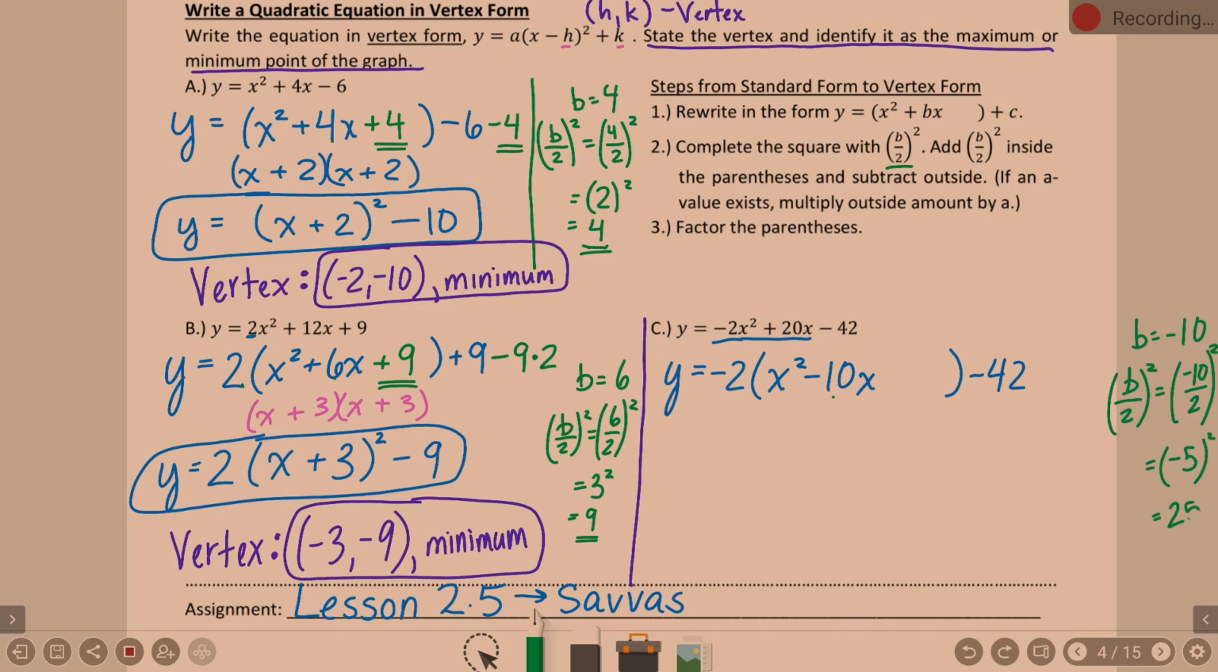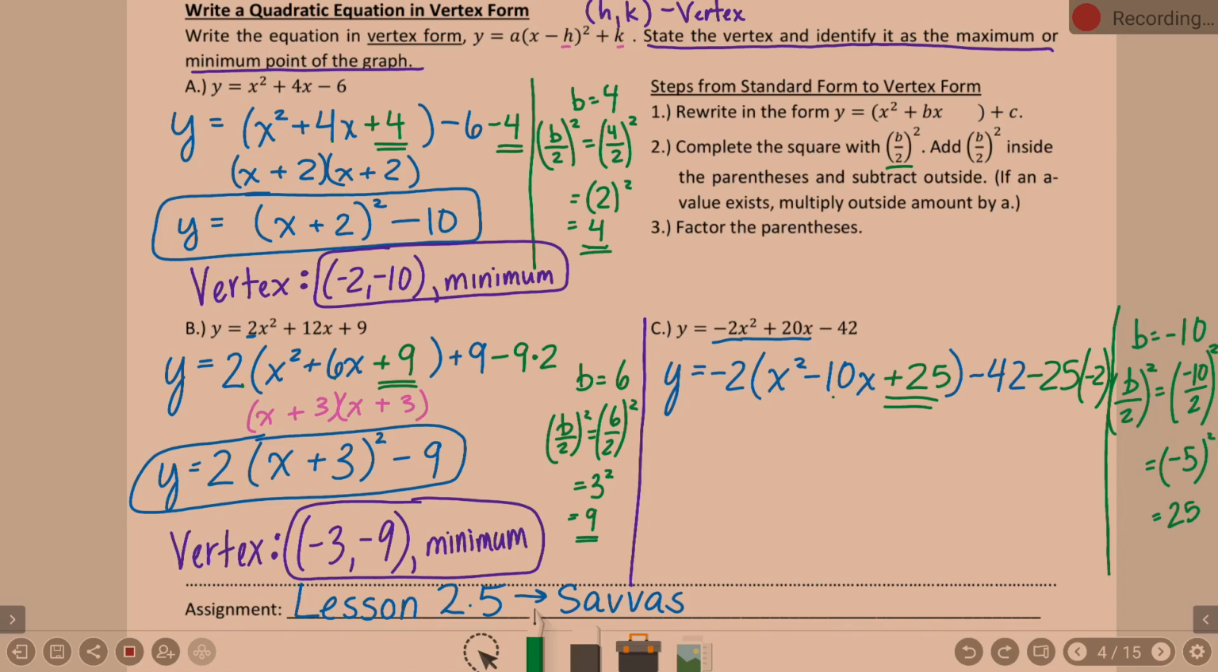So what am I doing with that 25? We're going to add it inside the parentheses and subtract it outside the parentheses. And because we had an A value, we're going to multiply that minus 25 by negative 2. And sorry, that's all running together over there. Okay. That was step 2?